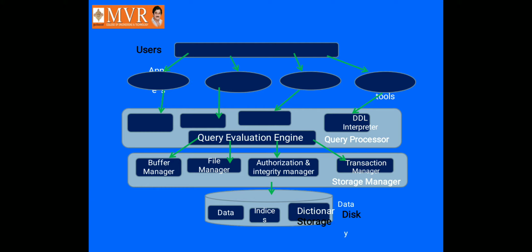Here the users are of four types. At the top, we have four types of users. They are evaluating queries. Queries means they can write and ask questions. Those questions will be evaluated by the query evaluation engine. We call it a query processor.